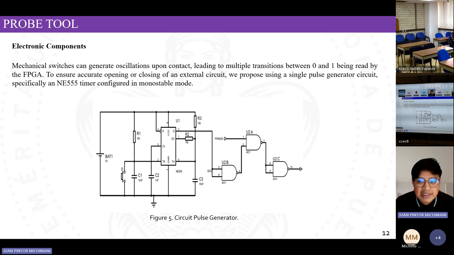The probe is based on a circuit timer, because it's necessary to send a pulse to the FPGA to save the coordinates. This circuit was configured in monostable mode, and to ensure there were no issues, a combinational logic component was implemented in this part. This ensures that when the probe makes contact, the Z-axis PWM is also turned off when the probe touches, to prevent any accidents.